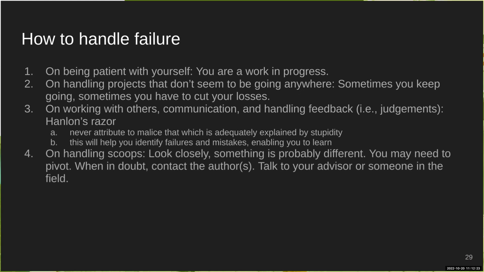Okay, on handling scoops, look closely. Something is probably different. You may need to pivot. When in doubt, contact the authors, talk to your advisor or someone in the field. So this one, when I was writing my dissertation, another dissertation got published about 3 months before mine was done, rather. And it looked like it was exactly what I was trying to do.